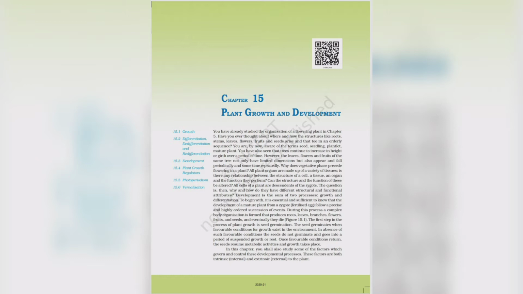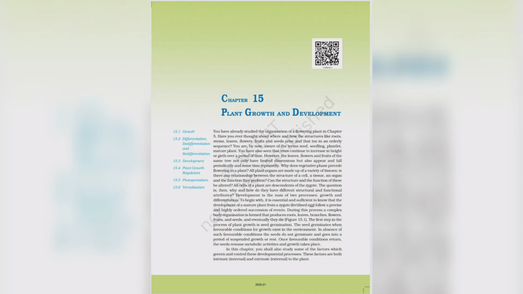You are by now aware of the terms seed, seedling, plantlet, mature plant. You have also seen that a tree continuously increases in height or girth over a period of time. However, the leaves, flowers and fruits of the same tree not only have limited dimensions but also appear and fall periodically and sometimes repeatedly. Why does the vegetative phase precede flowering in plants?